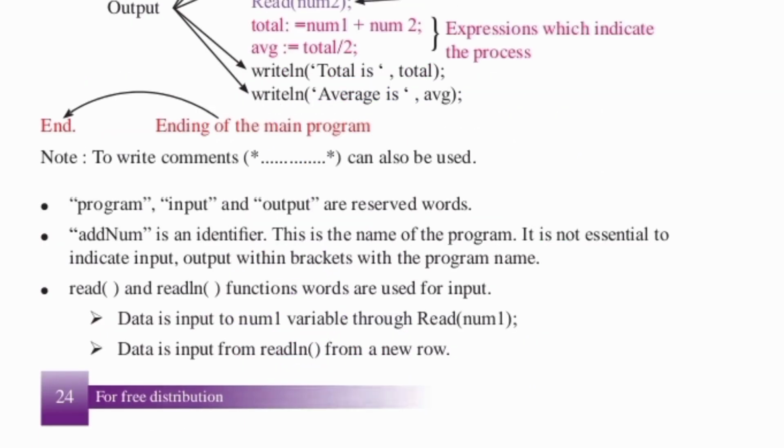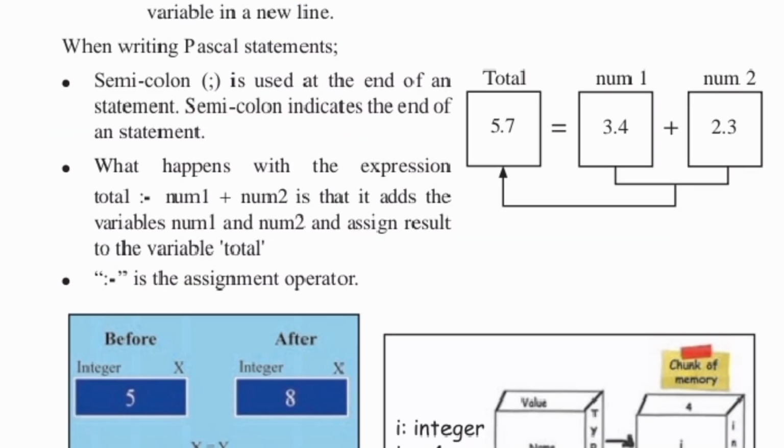And it is said that read and readln functions are used for inputs. Data is input to the num1 variable through read, and then data is input from readln from a new row. You know what guys, the read and writeln thing I've already explained, so you should definitely try it out by going back to the example and comparing with whatever they said in the textbook, comparing what they mean. So friends, I'll keep the writeln, write, readln, read part there, and now I'm here with the semicolon stuff.